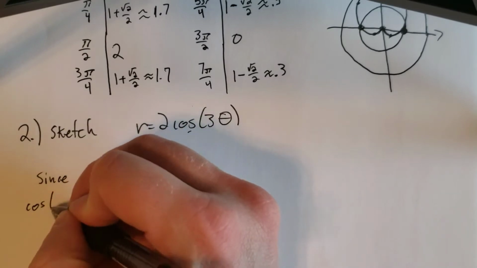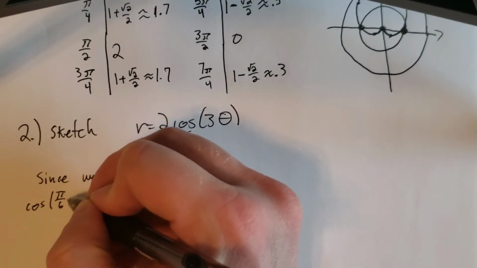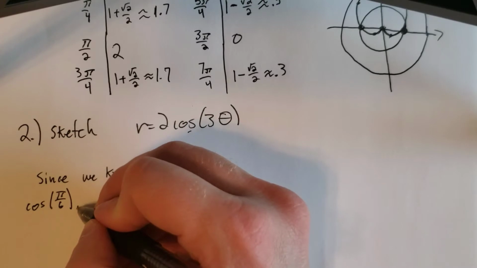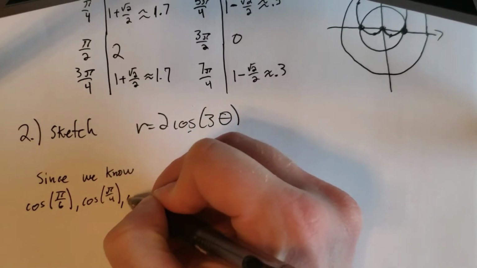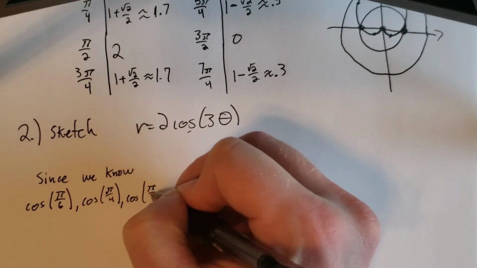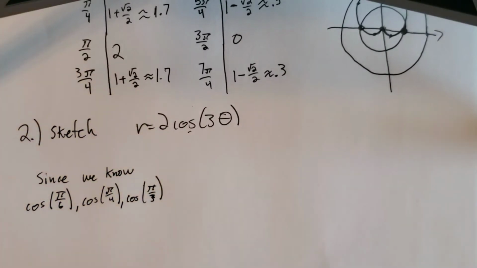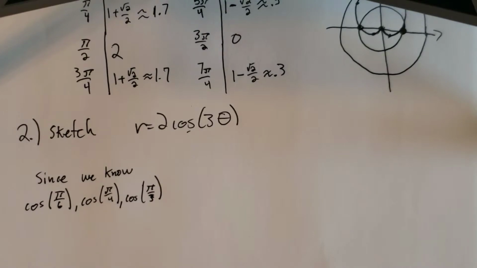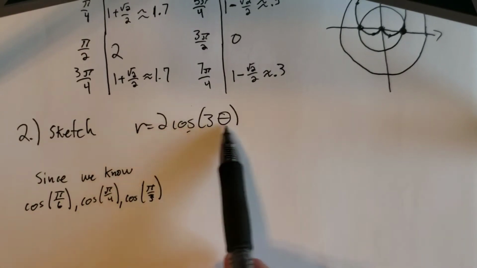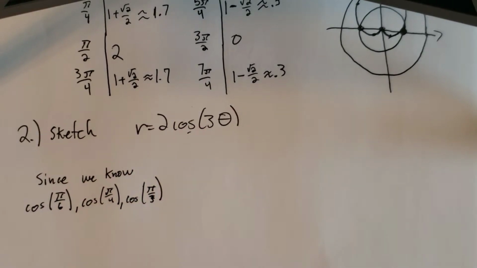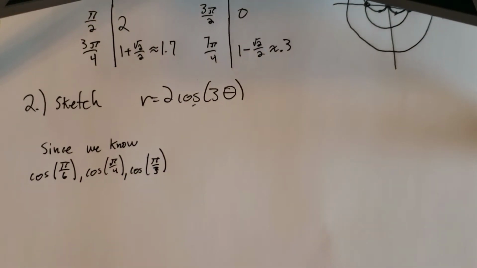Well, since we know cosine of pi over 6, cosine of 0, cosine of pi over 4, cosine of pi over 3, since we know values like that, what does theta need to be? Well, we need to take these values and divide by 3 to determine what values of theta we should plug in to give us an easy way to draw this graph.